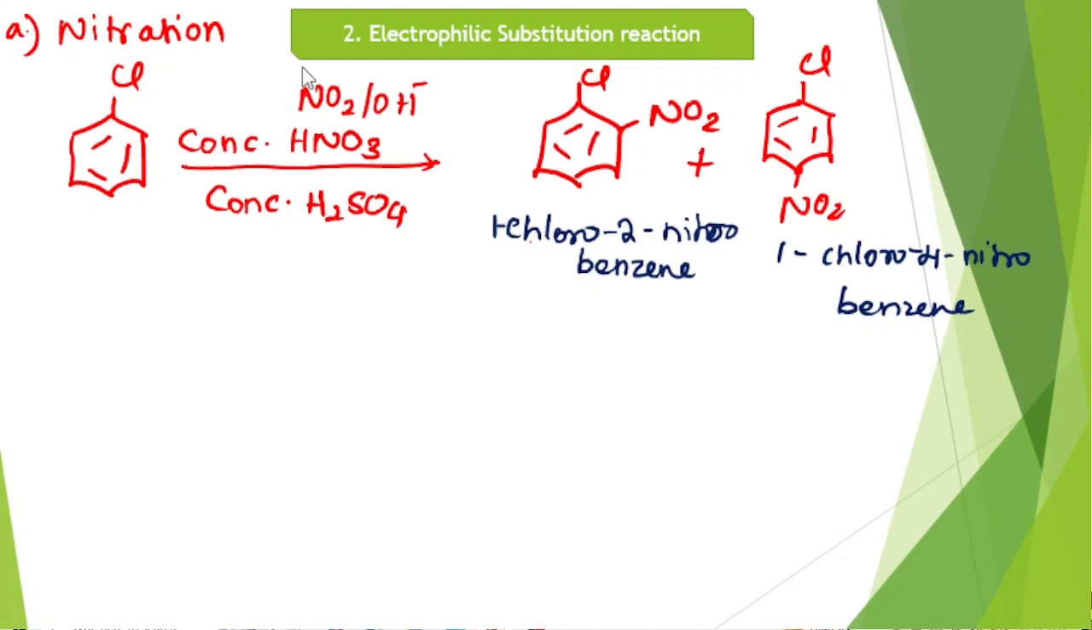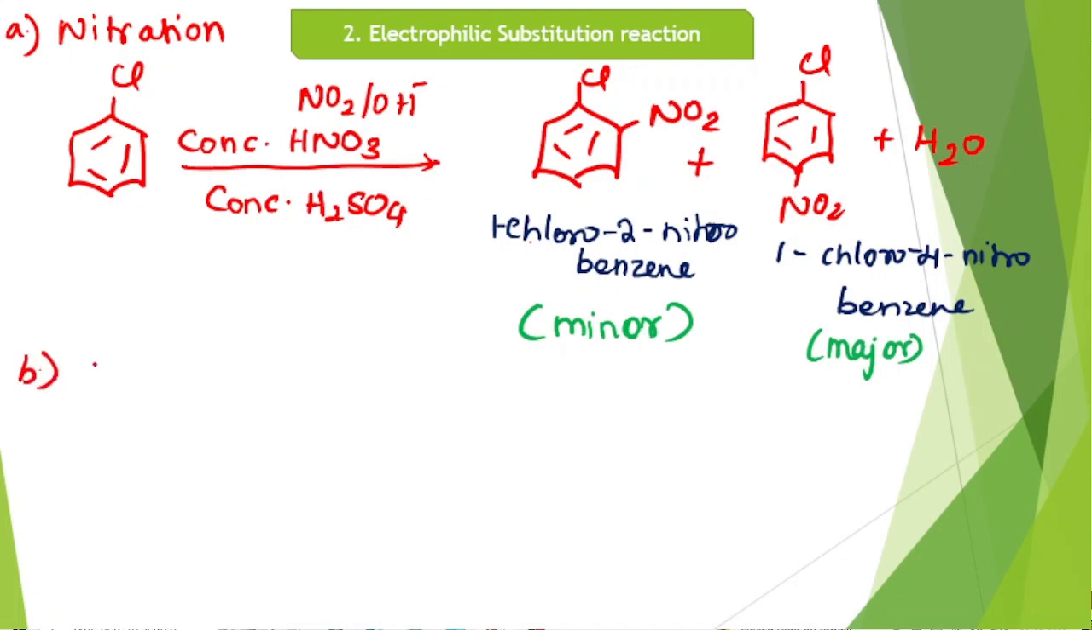Here one is going to be the major product and another one is going to be the minor product, with the liberation of H2O. If NO2 is attached in the fourth position, then it is going to be the major product. In the second position it's going to be the minor product. Clear? So it's all about the nitration. Next, moving on to halogenation reaction.